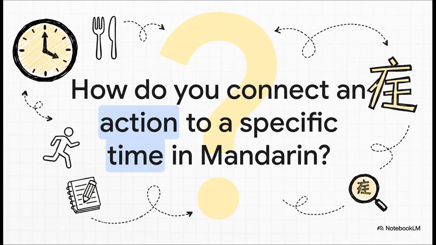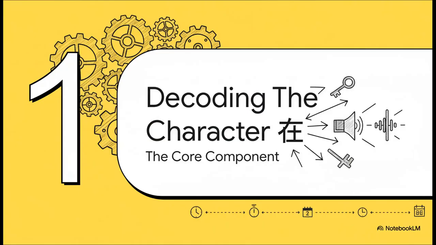So, our big question for today is, how do you properly connect an action to a time in Mandarin? The answer, you'll see, really comes down to one single super important character. So let's dive right into that core component. The character that's going to unlock this whole concept for us is 在. Seriously, understanding what this character does and where it goes in a sentence is a total game changer. It's one of those things that, once it clicks, will make your Mandarin sound so much more authentic.